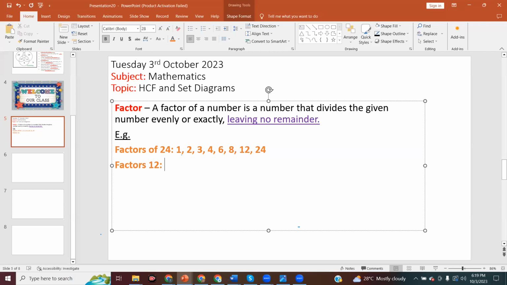So please give me all of the factors of 12. List them inside the chat for me, please. Shion, how is 24 a factor of 12?